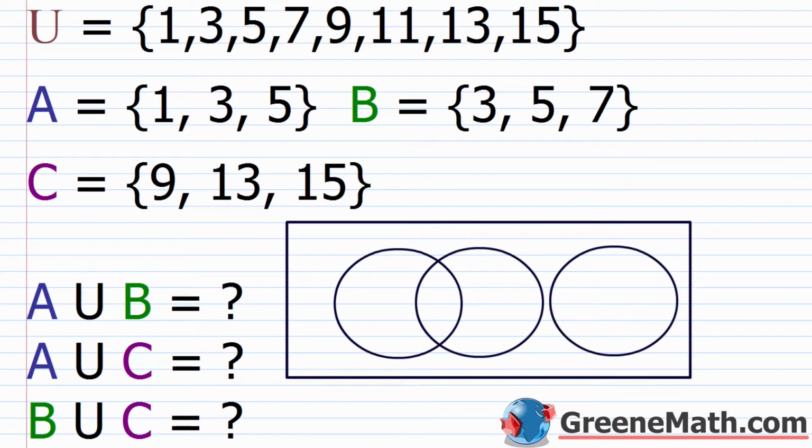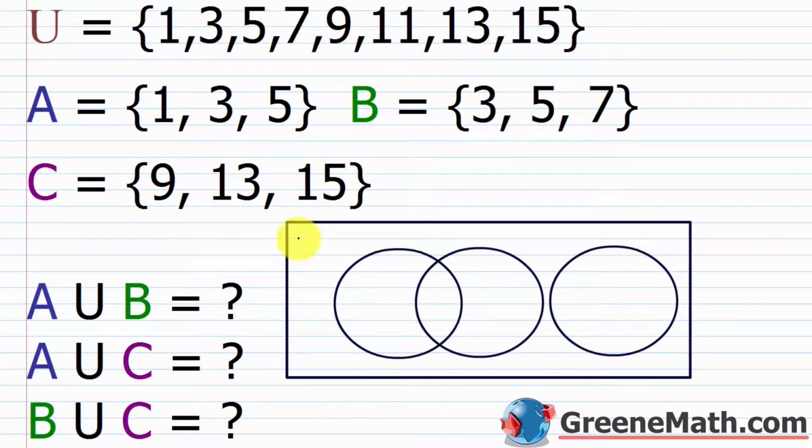All right, let's take a look at another one. So now we're going to have our universal set, which contains 1, 3, 5, 7, 9, 11, 13, and 15. So basically the odd numbers starting at 1 and going through and including 15. Then set A has 1, 3, and 5. Set B has 3, 5, and 7, and set C has 9, 13, and 15.